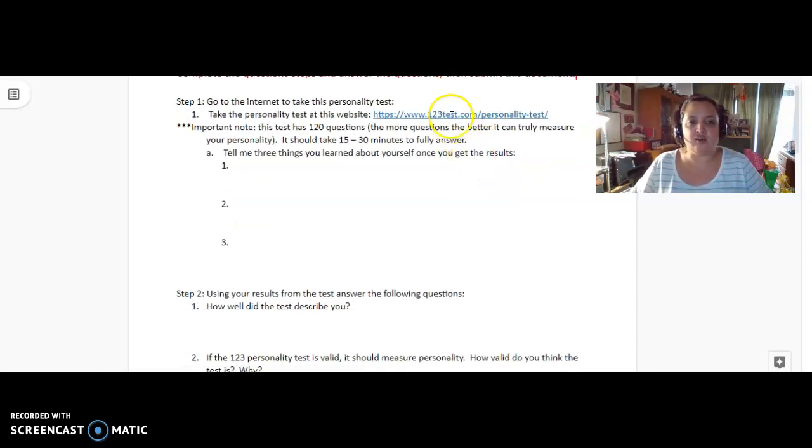So the first thing you're going to do is click on here, which I can't right now because I'm actually in the editing mode on this document, sorry, but you click on this and you can go to this personality test website. The first thing you're going to do is complete a personality test. The test does have 120 questions, and you may think that's a lot, but in order to really understand something as complicated as the human personality, a test has to have a lot of questions. So if you need to take this in stages, I understand, that's fine.